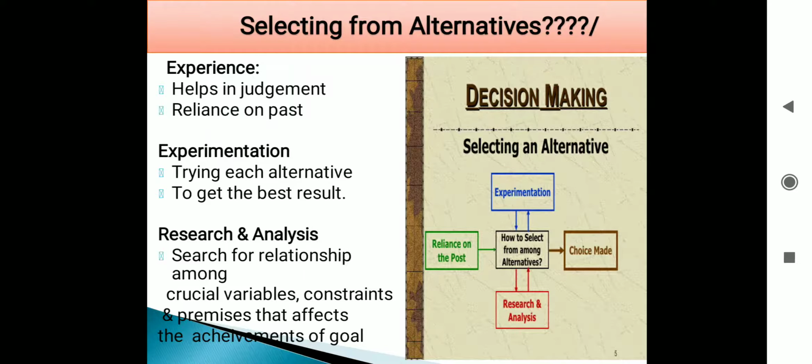Next is research and analysis. It is the most basic tool which helps us to select from alternatives, in which we are searching for a relationship between the various constraints and various factors that affect the achievement of a goal.